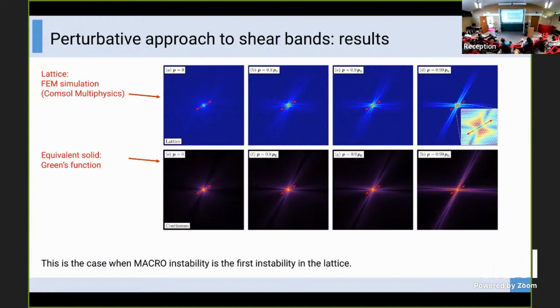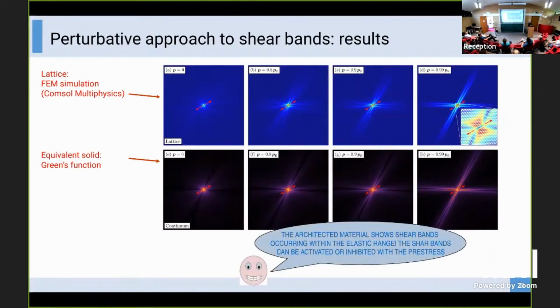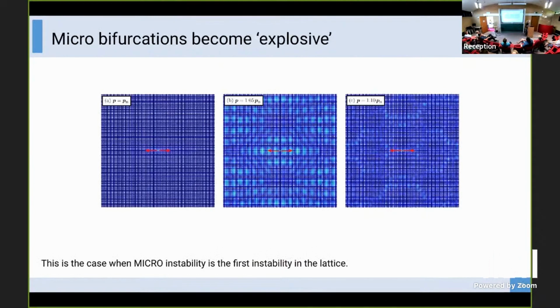And this is the case of macro instability, when the first instability in the lattice is a macro instability. So you see the prestress is increasing from left to right. And when you approach the instability value, you clearly see the formation of shear bands in both the lattice and the equivalent solid. And the match between the two is really impressive. This is where homogenization works. So the architected material shows shear bands occurring within the elliptic range, and shear bands can be activated or inhibited with the prestress. And this is the case of micro bifurcation.